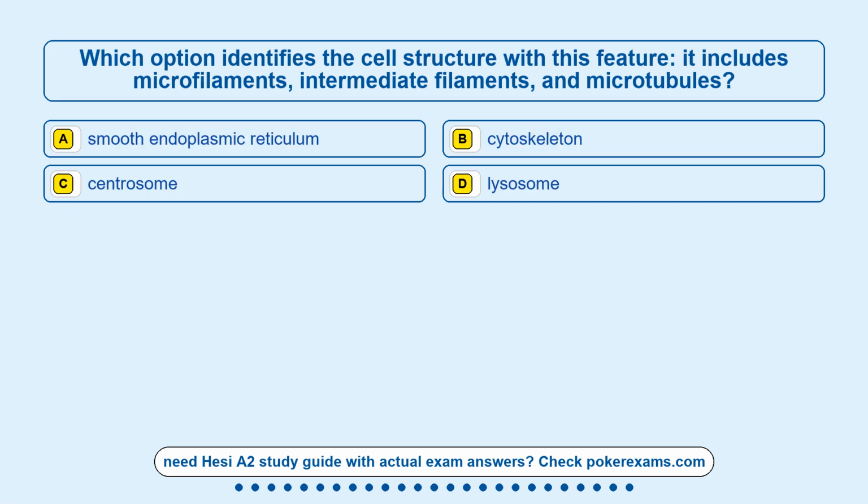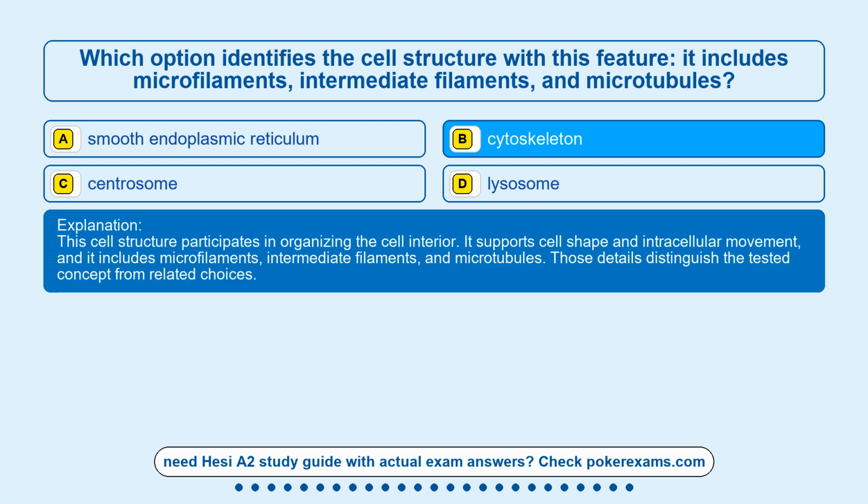Question 10. Which option identifies the cell structure with this feature? It includes microfilaments, intermediate filaments, and microtubules. Option A, smooth endoplasmic reticulum. Option B, cytoskeleton. Option C, centrosome. Option D, a lysosome. The correct answer is option B, cytoskeleton.